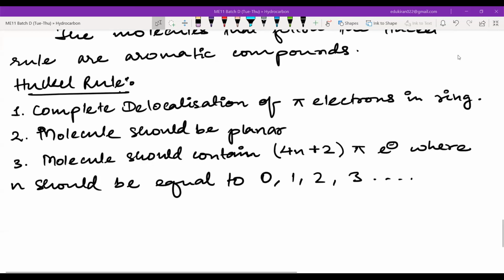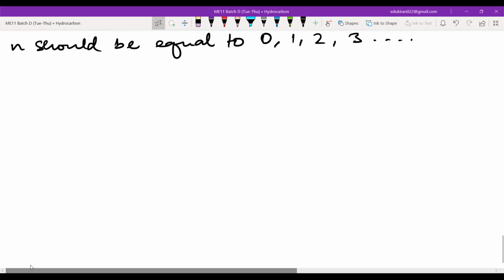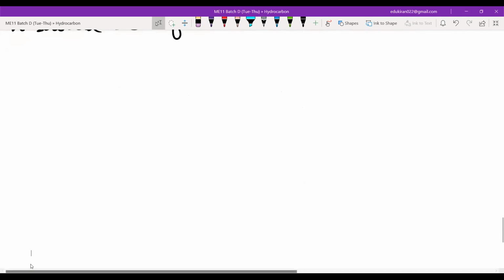And the molecule should be planar. It means that the molecule should be planar in structure. That means sp2 hybridization should be there. It should not be sp3. It should not be tetrahedral. The structure should be planar.